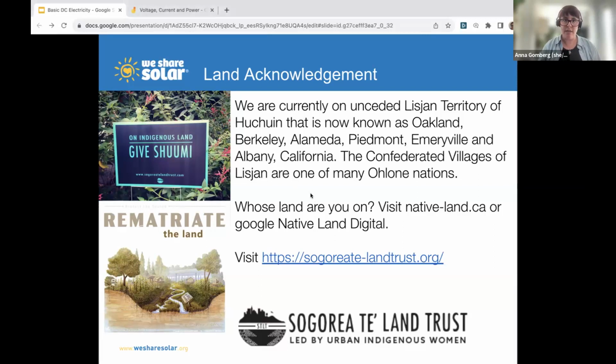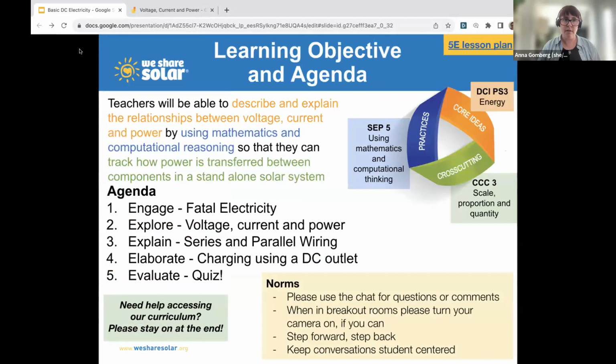I am going to just quickly go over our learning objective and agenda. So I try and use the 5E lesson plan model. You can click on the link if you aren't familiar with that and want to see how it works. I think it's just great. It really helps planning. It makes planning so much easier, and it really fits in very well with the NGSS.